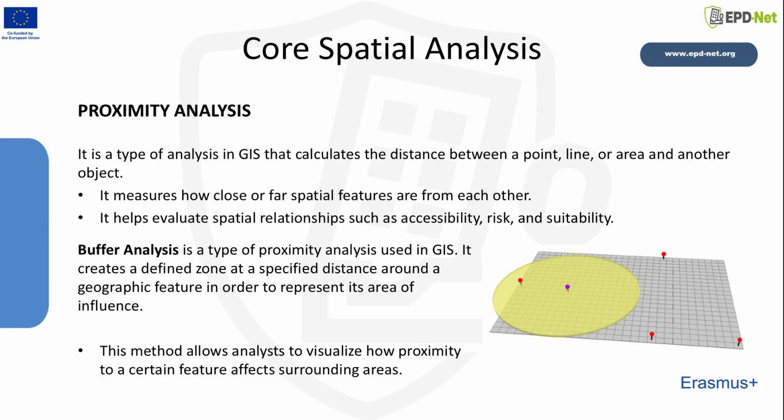In this slide, proximity analysis is discussed. Proximity analysis is a type of GIS analysis based on measuring the distance between one feature and other surrounding features. It helps identify spatial relationships between points, lines, or areas. The most commonly used method in proximity analysis is buffer analysis. Buffer analysis defines a specific distance around a geographic feature to represent its area of influence.